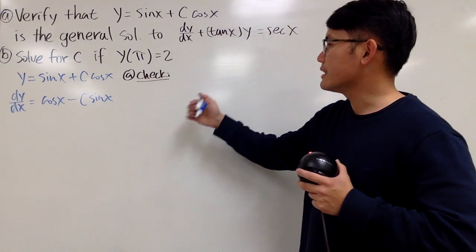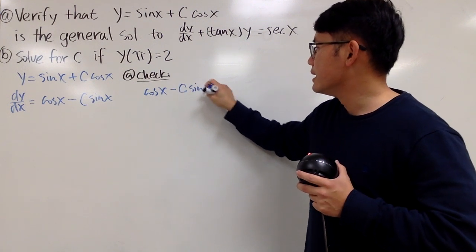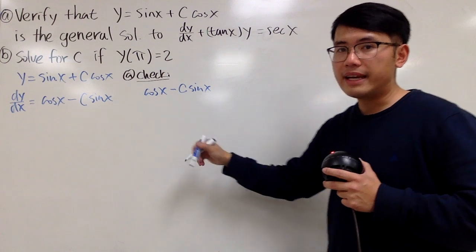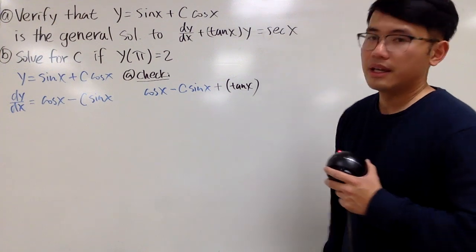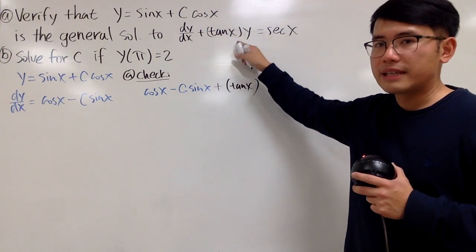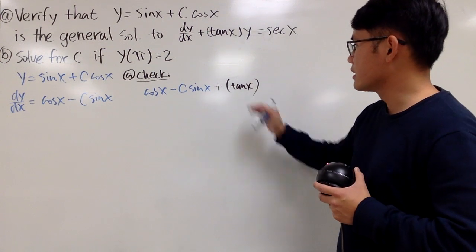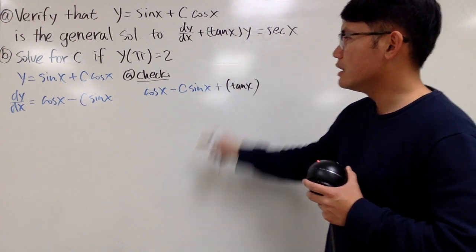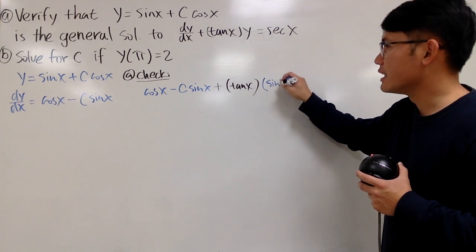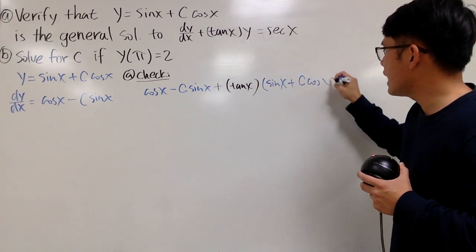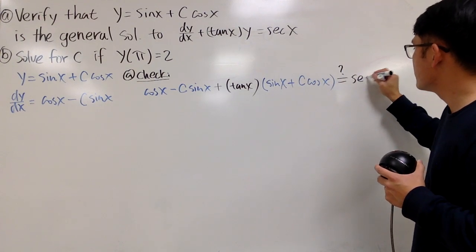Well, dy dx is that, so I'll write down cosine x minus c times sine x for the dy dx. And then we add it with parentheses tangent x. And you need to put on these parentheses, otherwise it looks like tangent of x, y. It looks like x and y are both inside. That's no good. So put on these parentheses. Y is this. So we multiply by sine x plus c cosine x, like that.